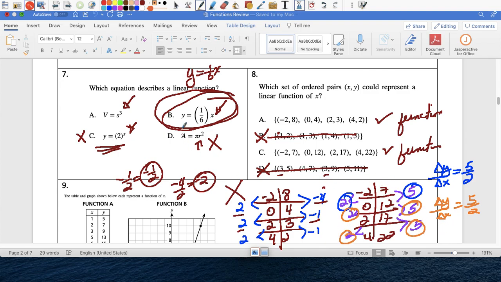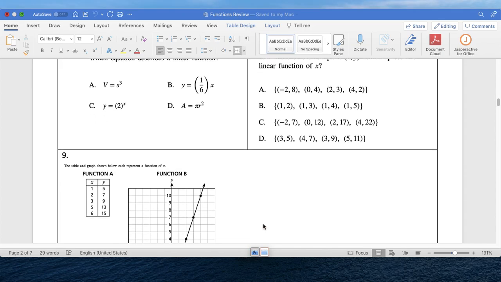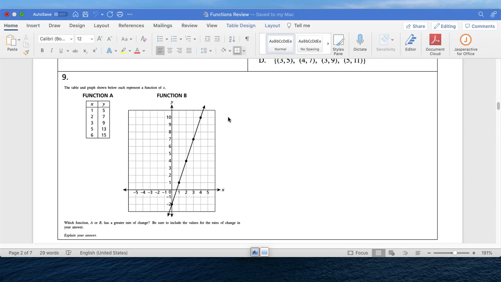So definitely the answer, and I didn't read this correctly in class, I forgot the word linear. So the actual answer is C, and C only, not A and C. Okay? That's a pretty nice question because I totally messed it up.